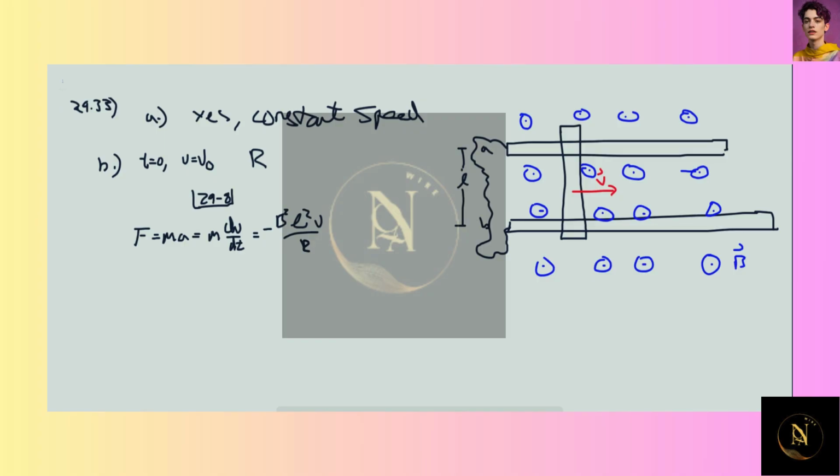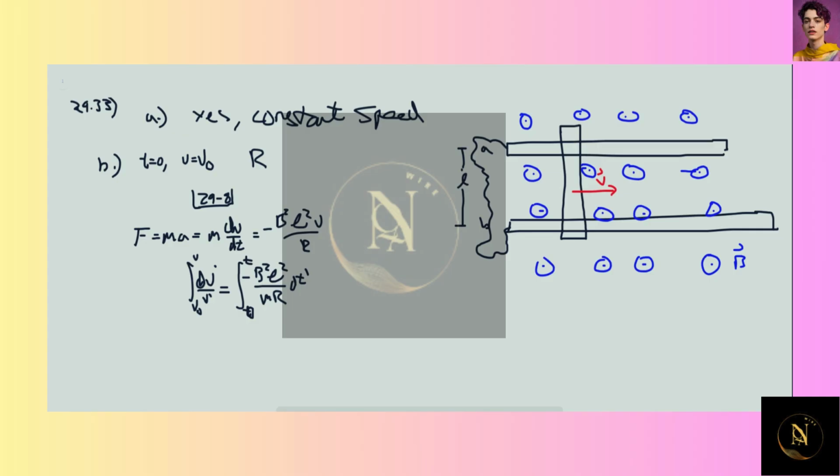Now what we can do is separate variables such that we have dv over v equal to negative B squared L squared over mR dt. So now we can just integrate. If we integrate both sides from v naught to v, and from t naught, but that's given as 0, so we can just do 0 to t. Make sure to use d prime and keep our dummy variables separate here.